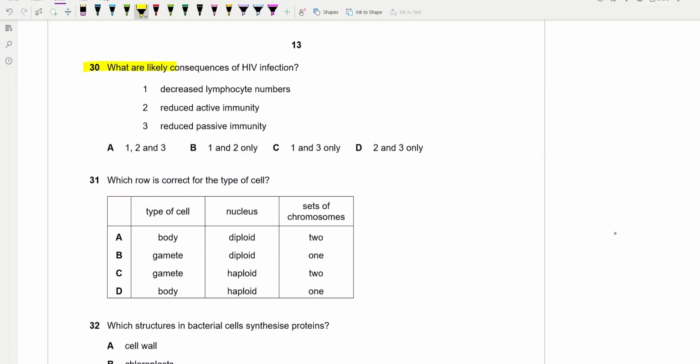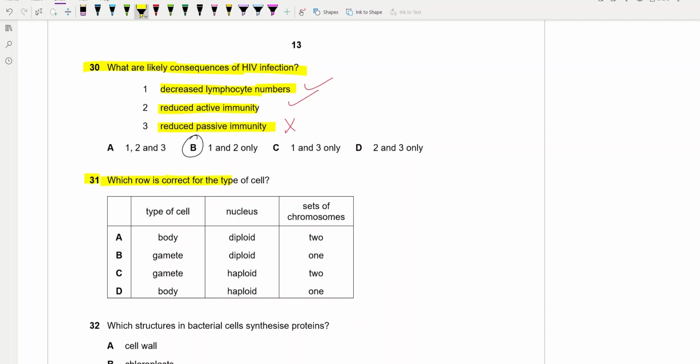Question number 30. What are likely consequences of HIV infection? Number 1. Decreased lymphocyte numbers. Number 2. Reduced active immunity. Number 3. Reduced passive immunity. Number 1 and number 2 is correct. Number 3 is wrong. So the correct option would be option B. 1 and 2 only.